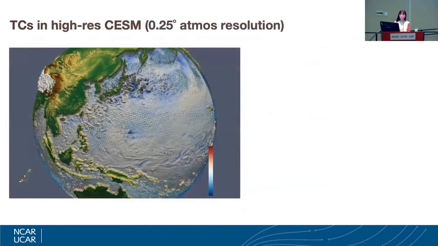In order to achieve this, we're going to use two configurations of the CESM. One of them is the very high resolution CESM model. By very high resolution in a climate model, I mean 1/4 of a degree atmosphere, or 25 kilometer resolution. At this resolution, the model itself can generate its own tropical cyclones, which is pretty cool.